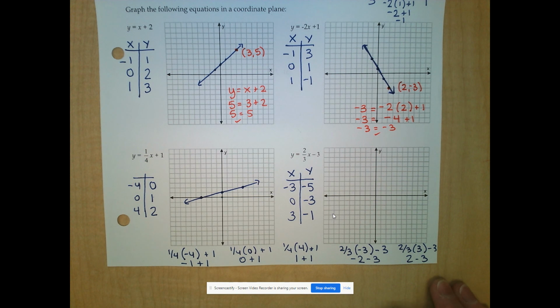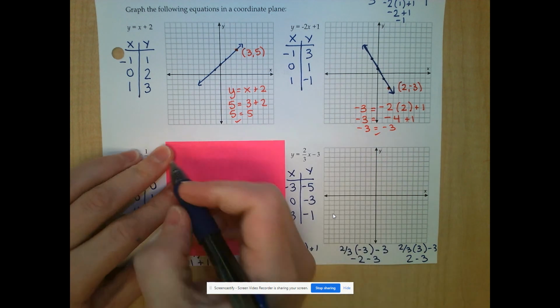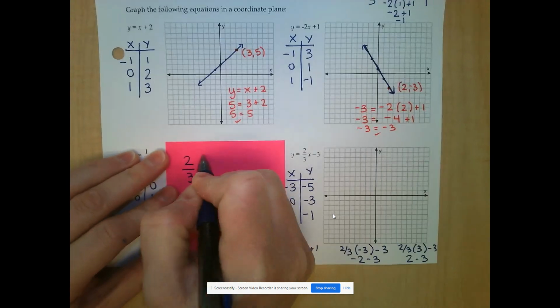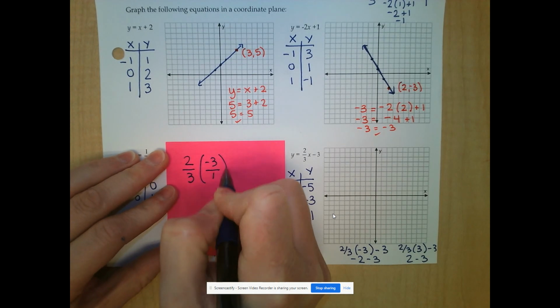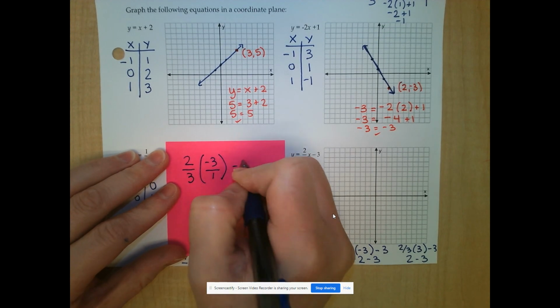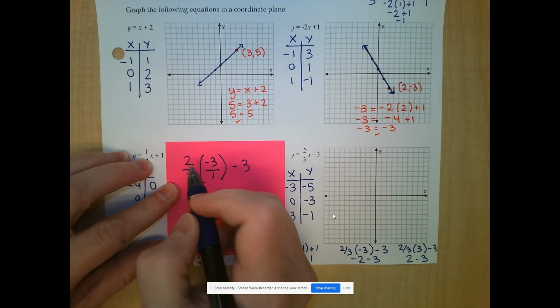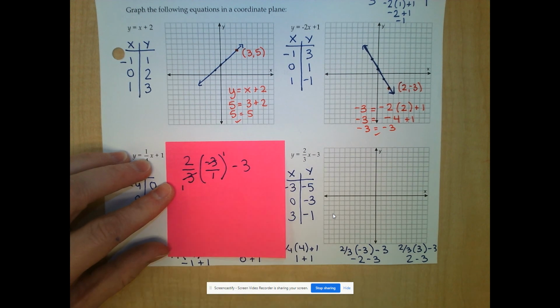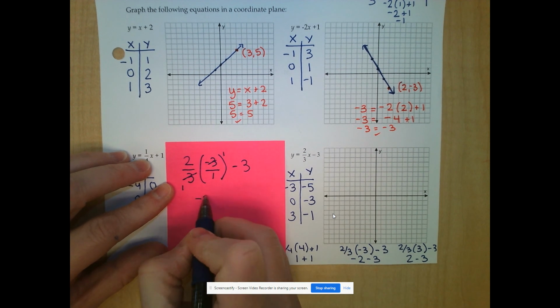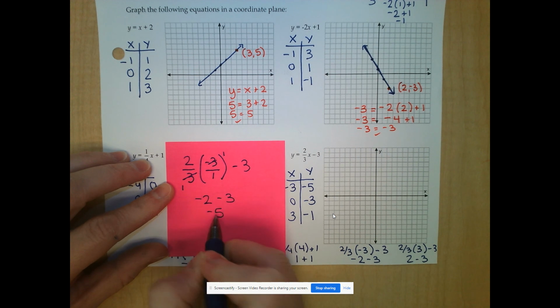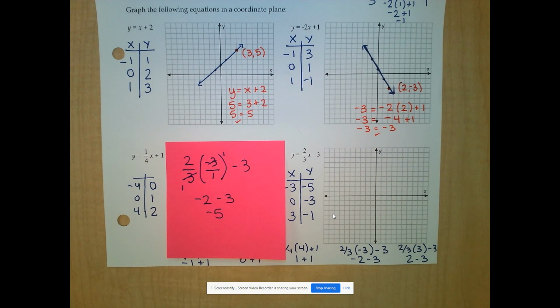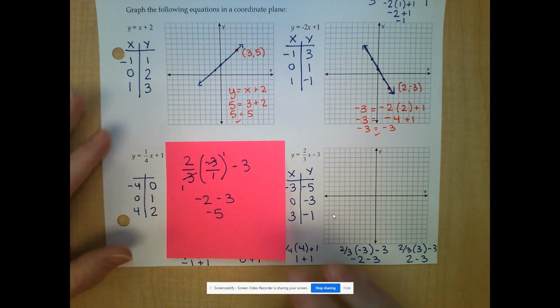Not very easy because it's a fraction, but if you wanted to check it, I can grab a Post-it note here so you can see what's really going on. 2/3 times -3. I'm going to make it look like a fraction and then take away 3. So the 2/3 times -3, I'm simplifying the 3's. 2 times -1 is -2. Take away 3. That's where my -5 is coming from. So just in case you needed a refresher on multiplying by fractions and simplifying them.